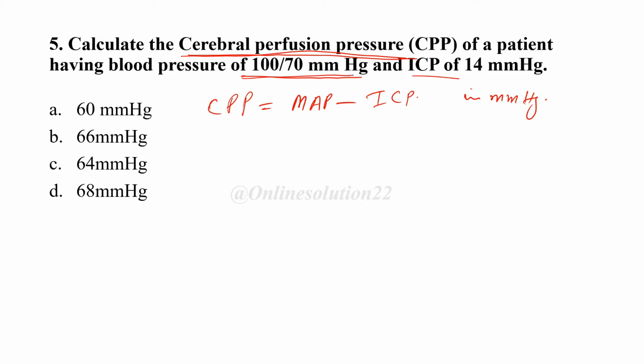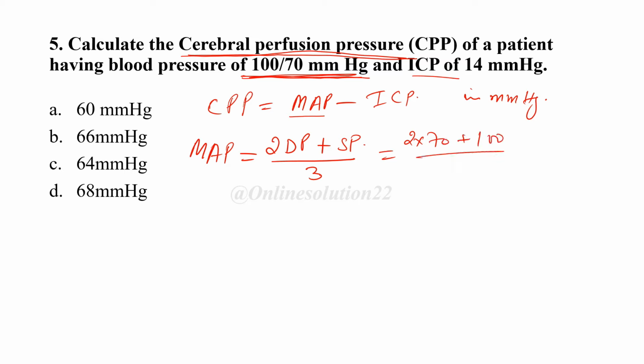Here the values are given, the blood pressure of 100 by 70, and intracranial pressure. So first of all, we have to calculate the mean arterial pressure or the MAP. And how to calculate the mean arterial pressure? The formula is twice diastolic pressure plus systolic pressure divided by 3. So twice of diastolic, 2 into 70, plus systolic 100, divided by 3.